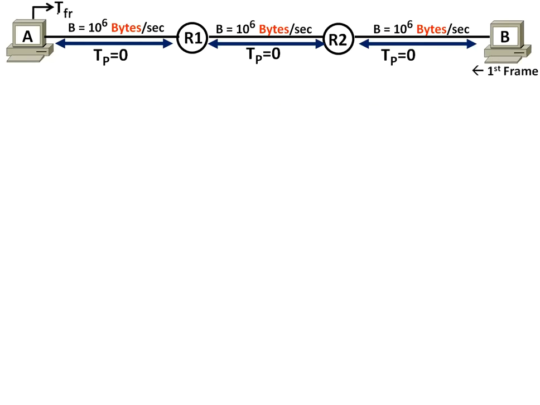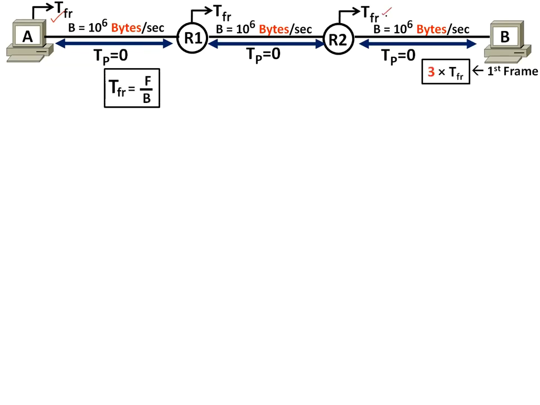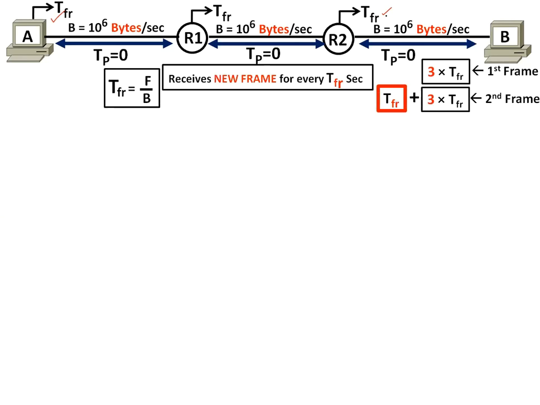First frame, how much time? TFR, TFR and TFR. So the first frame will take 3 TFR seconds. TFR is equal to F by B. For the second frame, plus TFR seconds. The receiver receives a new frame every TFR seconds. That point you have to understand, guys.